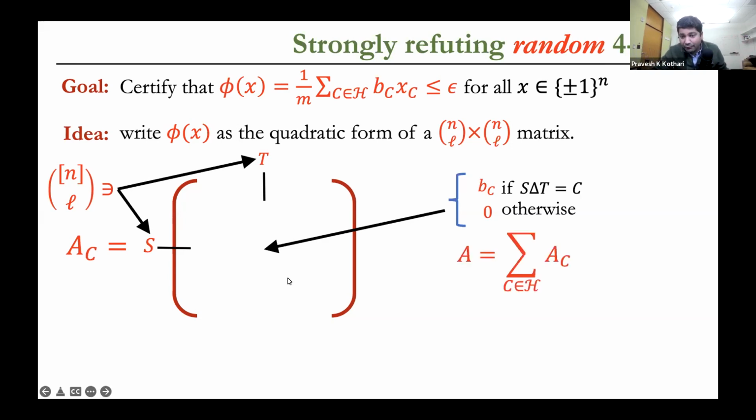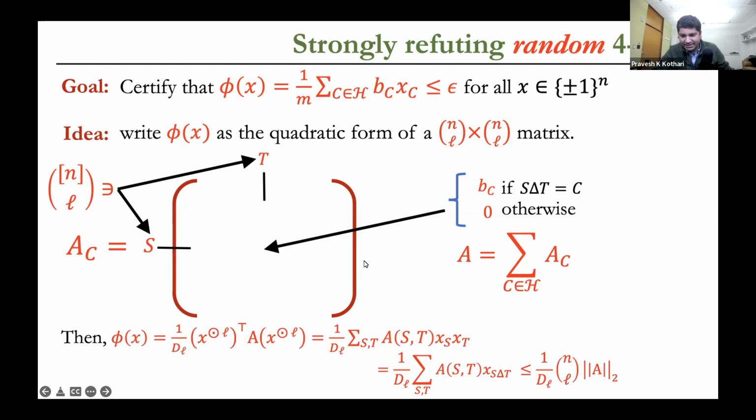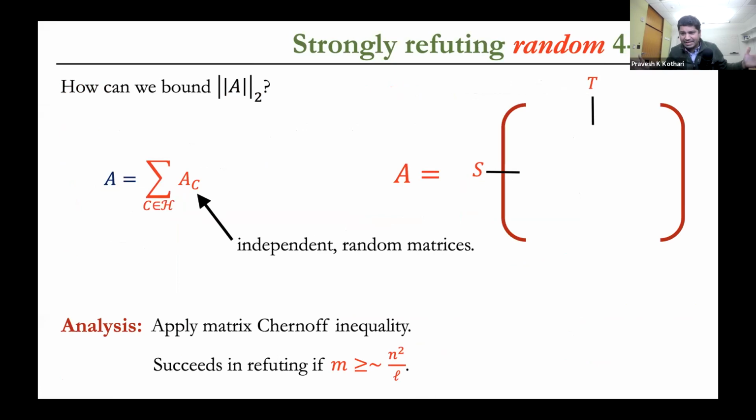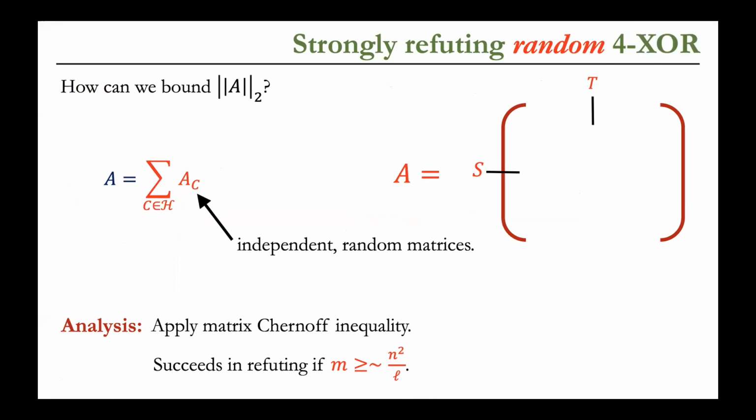What's the matrix of which phi of x is a quadratic form? It's simply the sum of the A sub C's as C varies over all possible constraints. Okay, good. I'm not going to suggest that you try to read this expression, but look at the length of it to convince yourself that there is a very short proof that phi of x is indeed the quadratic form of this matrix. So don't read it, just be convinced that it's a small proof. That's great, because all we need to do again is to upper bound the largest singular value of this matrix A in order to get a refutation. And the idea of why this is going to work out is very, very simple. The reason is the way I wrote A already.